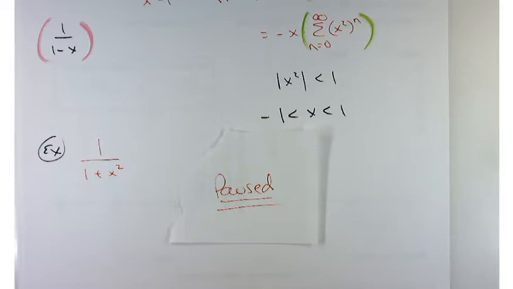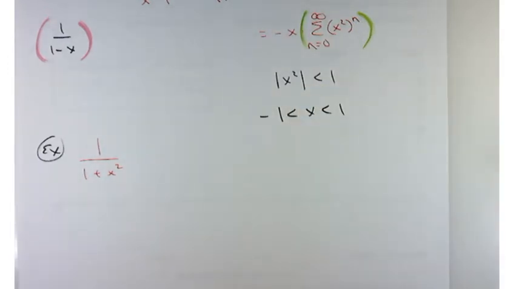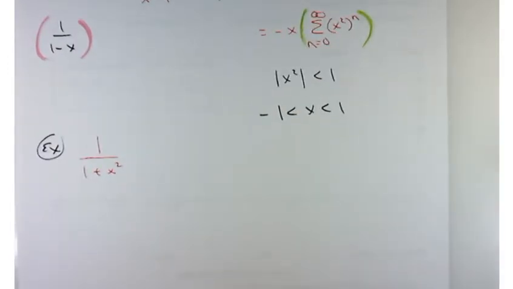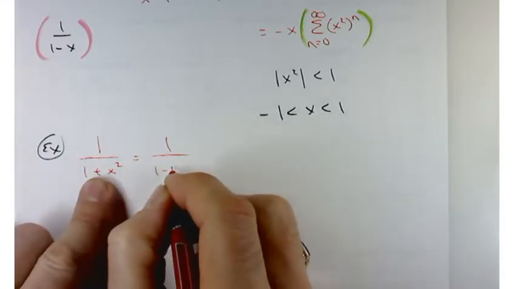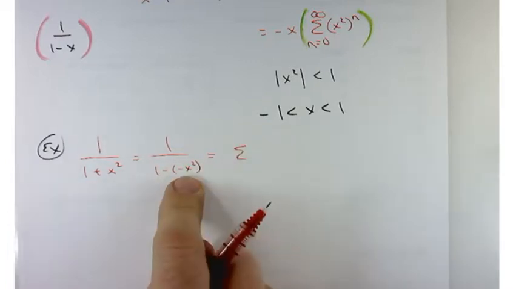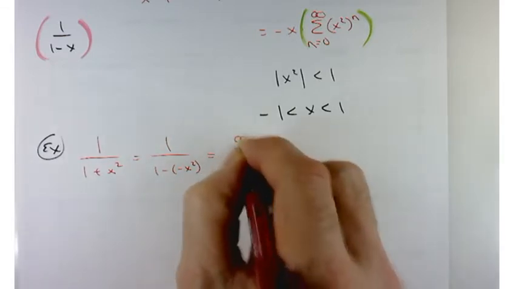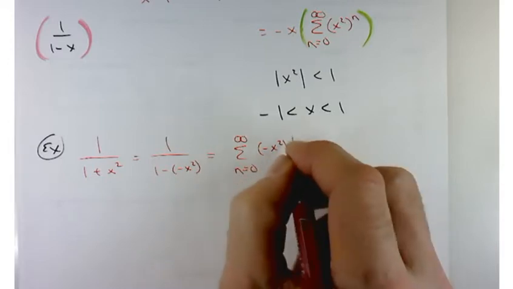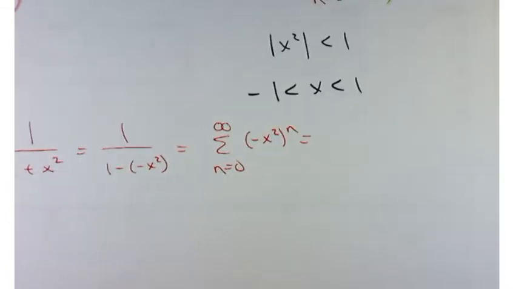All right, looking good. So the trick in this one is pretty simple, and we used it a couple times. We'll rewrite that as 1 minus negative x squared. This term becomes your x, so that's going to be the sum from n equals 0 to infinity of negative x squared to the nth power. You can clean this up a little bit if you'd like. You don't have to leave it like that, or you can leave it like that.